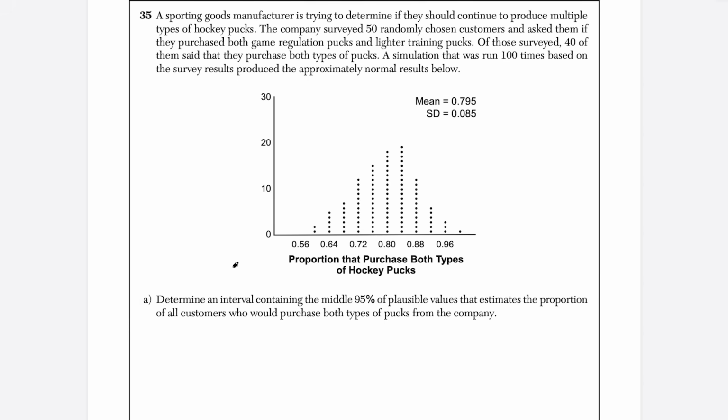And what we want to do first, there's two parts here, but first for part A, we have to determine an interval containing the middle 95% of plausible values that estimate the proportion of all customers who would purchase both types of pucks from the company. So anytime you hear the phrase the middle 95%, what you're going to be doing here is the mean plus or minus 2 standard deviations. Okay, so this tells you to do the mean, and then you're doing plus or minus 2 standard deviations.